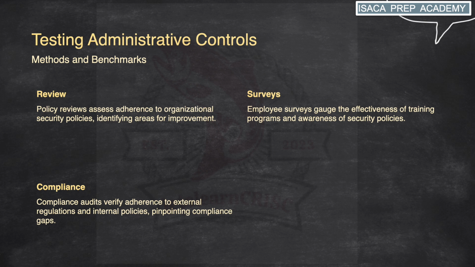These audits provide valuable insight into the organization's compliance status, helping to mitigate legal and regulatory risk and uphold the organization's reputation. Ultimately, friends, compliance audits play a crucial role in ensuring that organizations operate ethically, responsibly, and in accordance with the applicable laws and regulations.